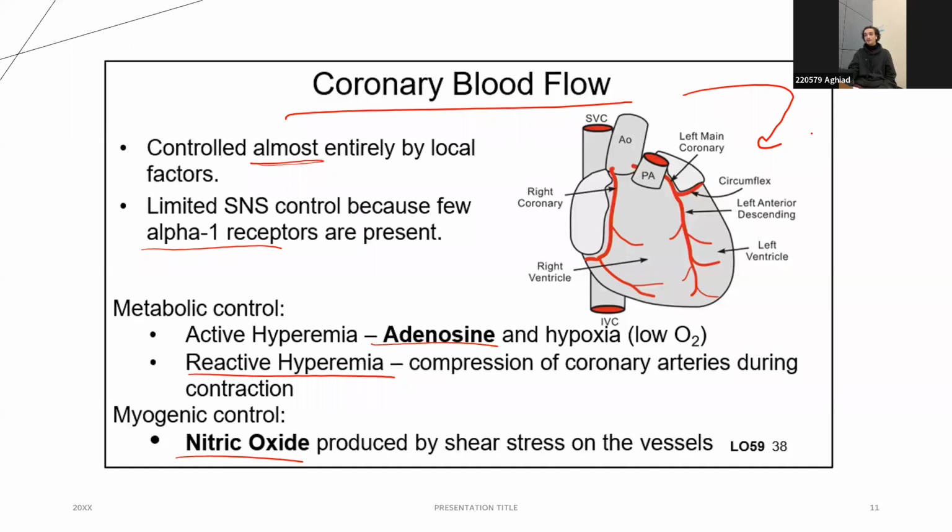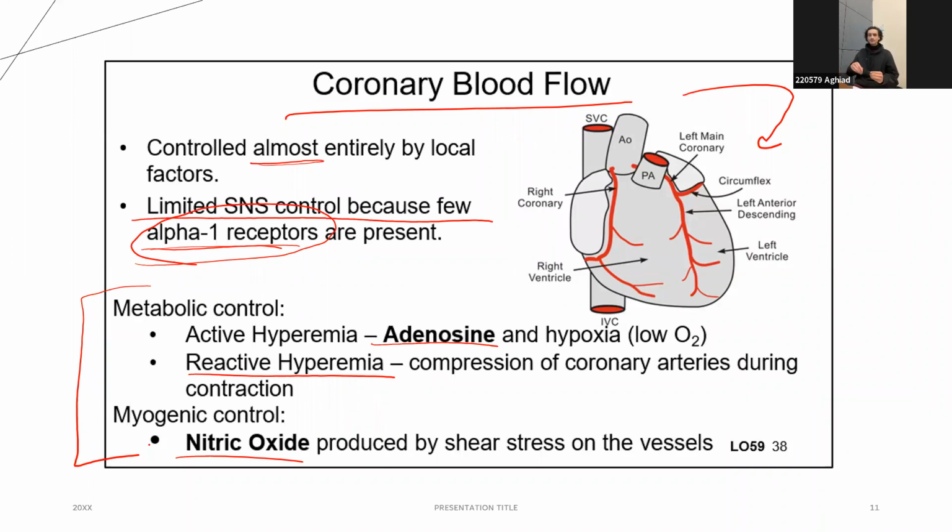Now it says here that the limited sympathetic control isn't that effective, due to the limited amounts of alpha-1 receptors. There are some alpha-1 receptors, and they induce some vasoconstriction. But the overwhelming effect is by the autoregulation mechanisms of hyperemia, active and reactive, and myogenic control. Is that clear? That's just an introduction.